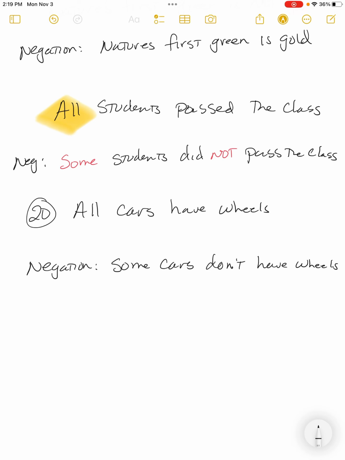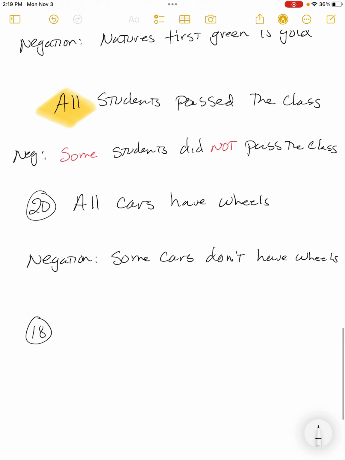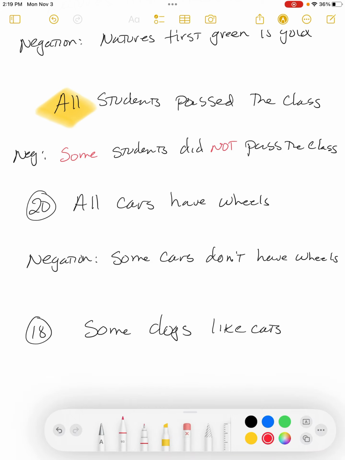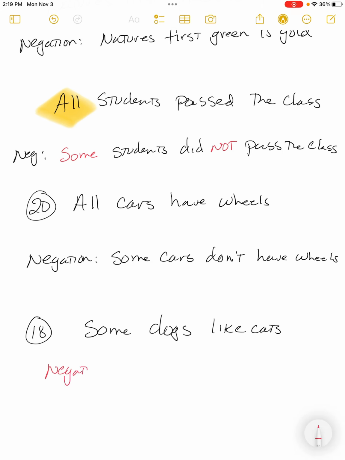Number 18. The original statement is some dogs like cats. So let me do the whole negation in red this time. The negation would be, well, what's the opposite of some dogs liking cats? If you don't see some dogs liking cats, then what are you seeing? You're seeing all dogs do not like cats. You're seeing every single dog not liking cats. Otherwise, you'd see some dogs liking cats.